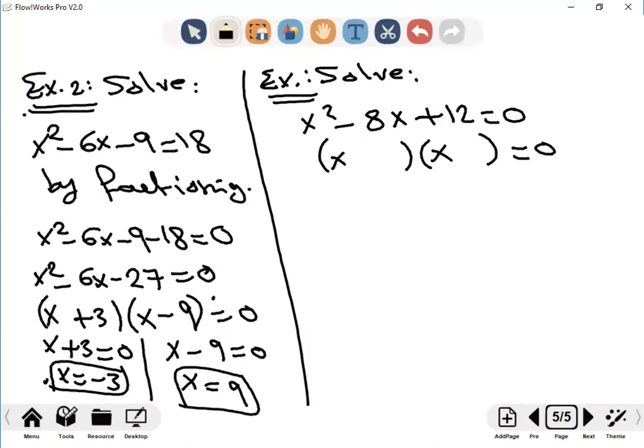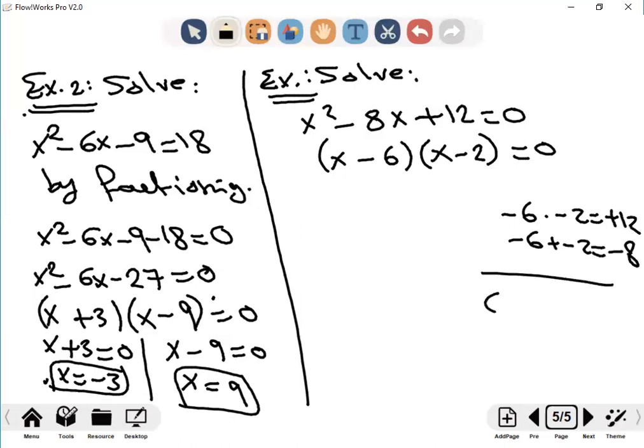If you multiply them, the answer will be what? Negative 12. I want positive 12. So positive 12, either you take positive 6 with positive 2, but if you add them, positive 8. I want negative 8. So negative 6 and negative 2. So negative 6 here, negative 2 here. Check. Negative 6 times negative 2, positive 12. Negative 6 plus negative 2, negative 8.